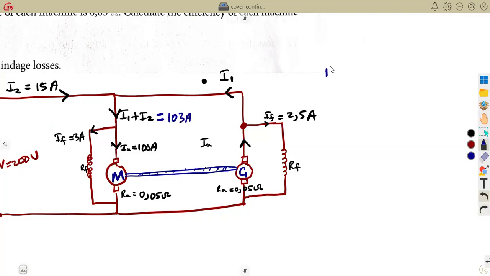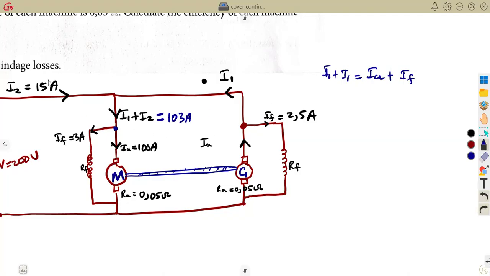Simple like that. According to our diagram, I1 plus I2 is simply the sum of IA and IF, from your Kirchhoff's law. Current that is flowing towards the junction is equal to the ones that are flowing away. So those ones that are flowing from the junction, you add them. So that was going to be 103.